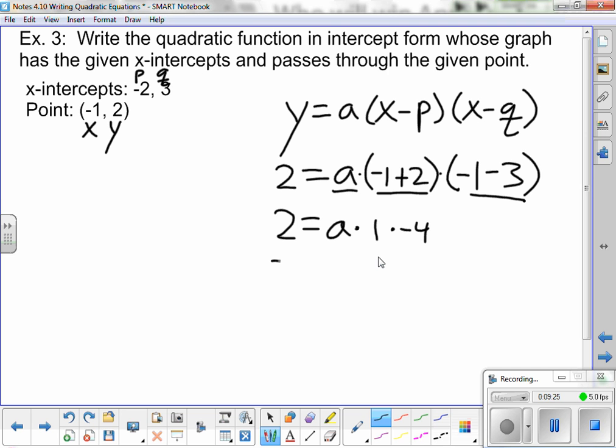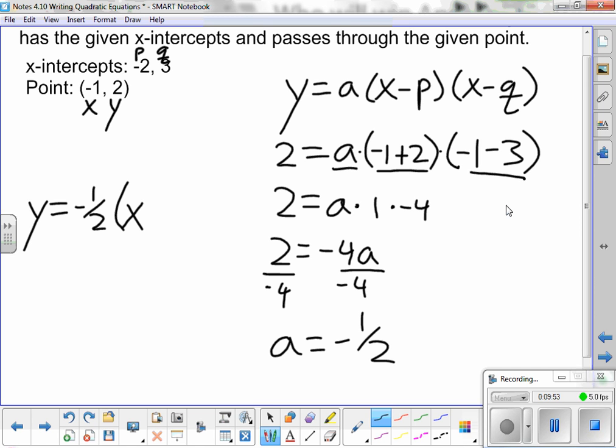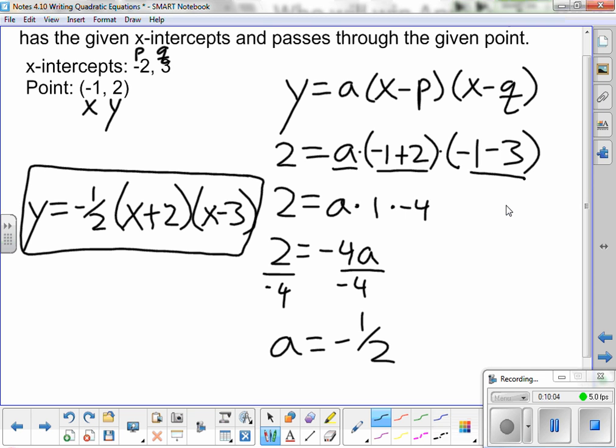All right, so that'll be 2 equals -4a, divided by -4, and you will get a is equal to -1/2. So you have your a, your p, and your q. So y equals a, which is -1/2, times x minus p, and then what was p? It was up here, -2, so that turns into a +2, and then x minus q, which is a 3, so it's minus a 3. That's how you do that one.